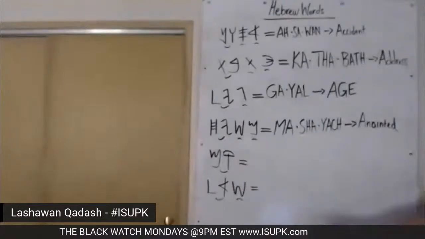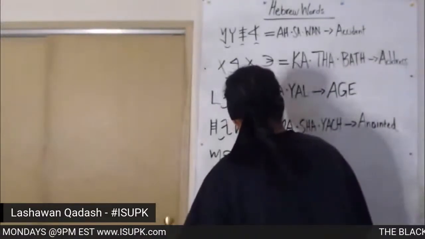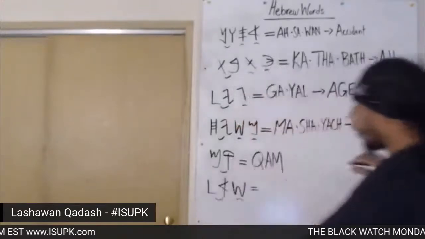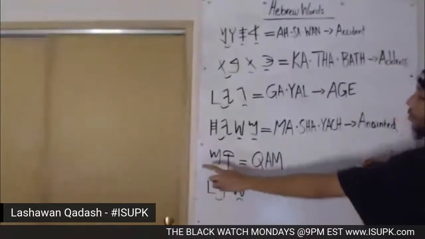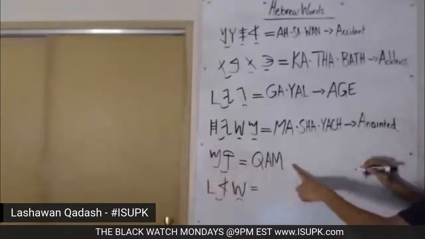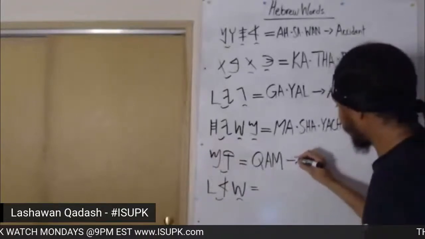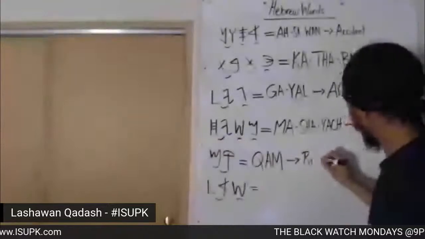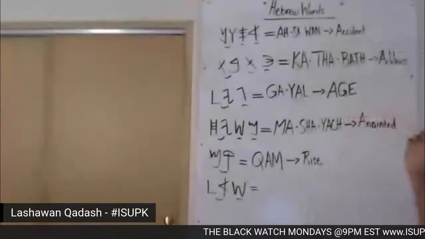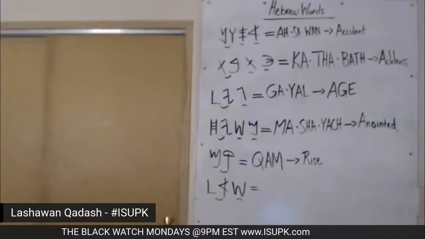All right, so Quam. That's pretty much what it is. It's that simple. You have the Qua and the Ma. The A drops off from the Ma, which is Quam, all right? And of course, someone just said it already. What does it mean? It means rise. Okay, rise. Rise and shine. There you go, rise.